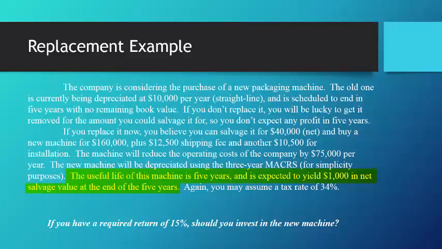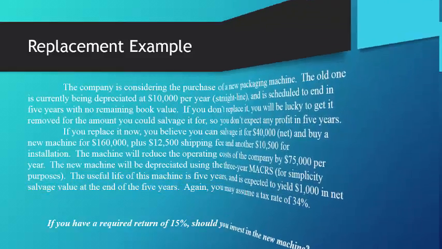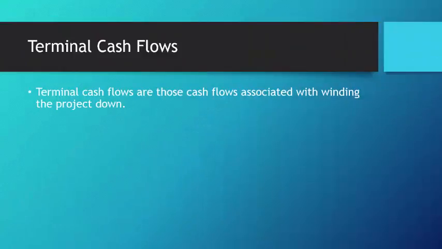Now that's net again of pulling it out and selling it off. So first off, let's make sure that this is the only one there really is by reviewing what we had listed down for terminal cash flow. Terminal cash flows are those cash flows associated with winding the project down. So the project in this instance is the buying of the new equipment. So we wind that down when we sell off the new equipment as being old.